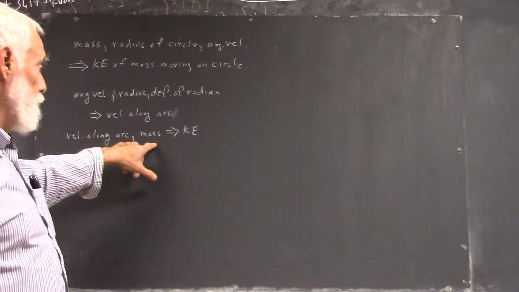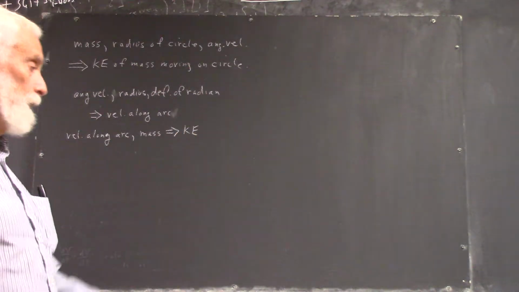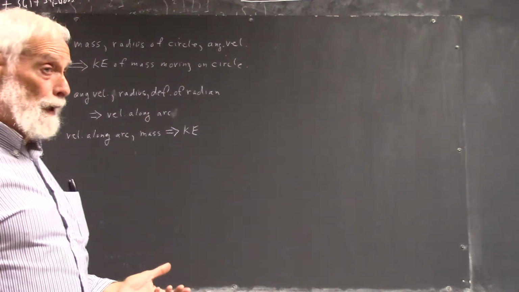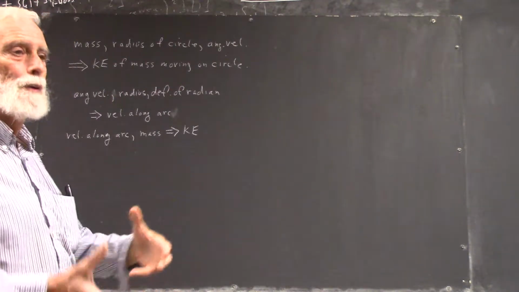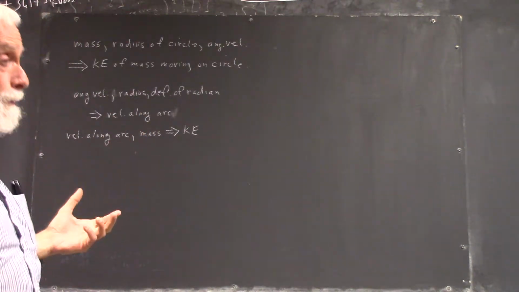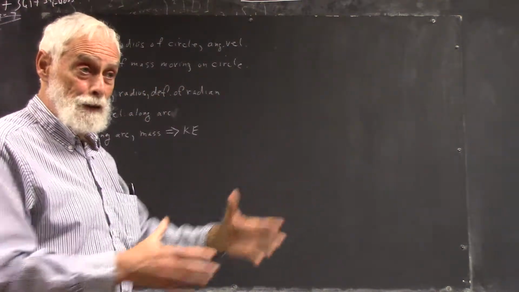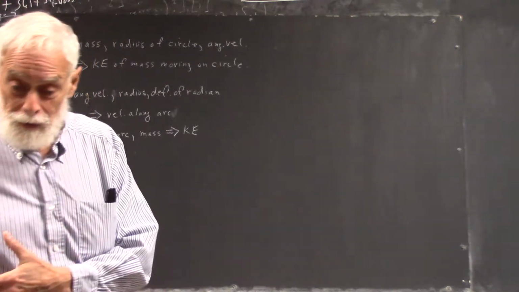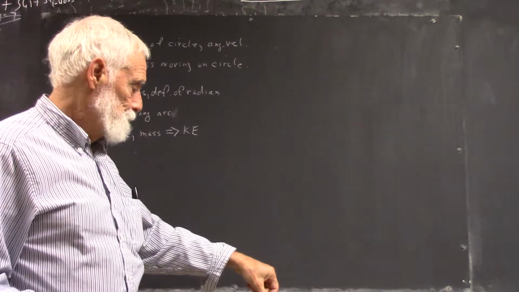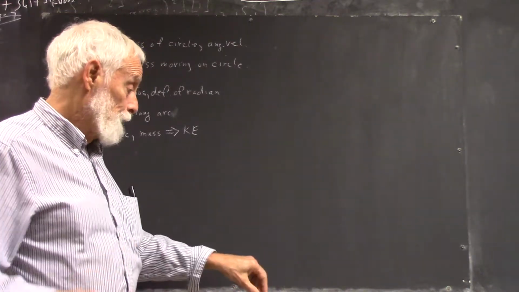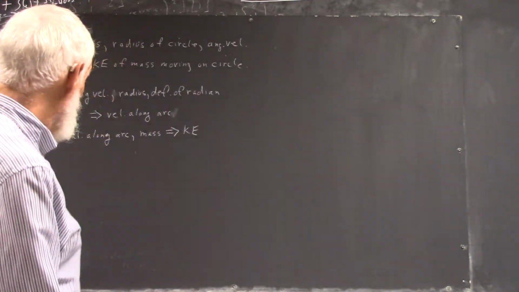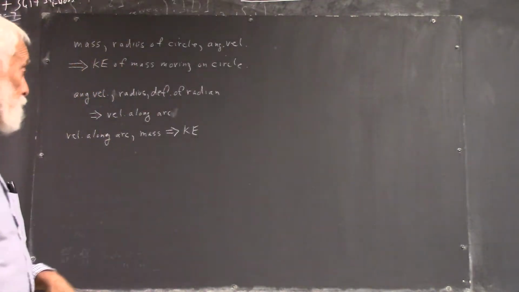Velocity along the arc and the mass give you the kinetic energy, but you have to know what kinetic energy is. At least you have to know it's 1/2 mv squared, but you need to understand where that 1/2 mv squared comes from to really be able to, for example, go into a lab and analyze a system, engineer a system, or model a system in a computer, whatever. So you got the velocity along the arc and mass to give you kinetic energy.